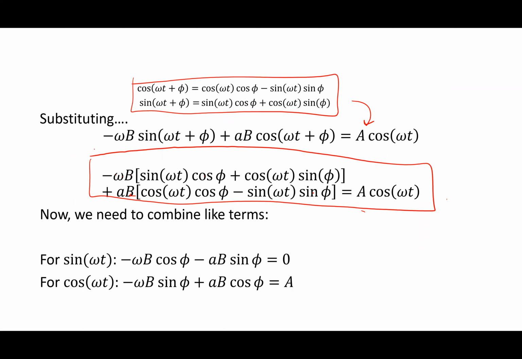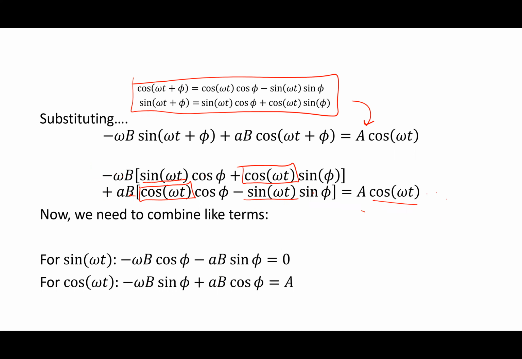All right, now what I do with that is I combine like terms. In other words, I look at this and say, well, there's a sine omega t term and another sine omega t term. And then there's a cosine omega t term and another cosine omega t term. And then over on this side, I've got a cosine omega t term.